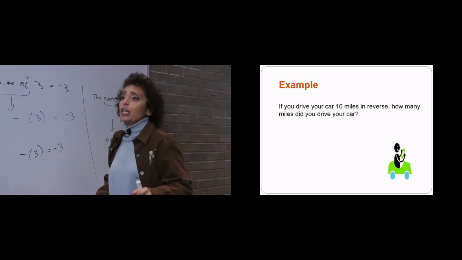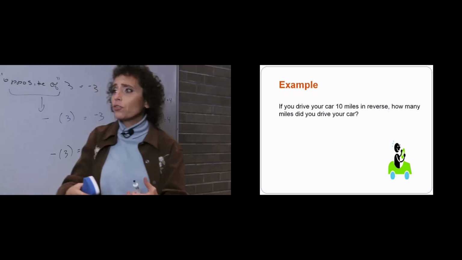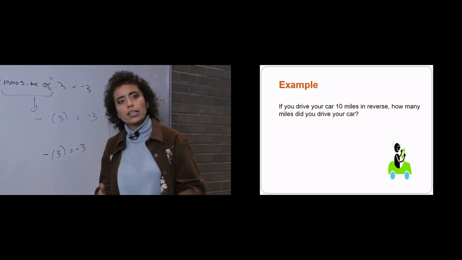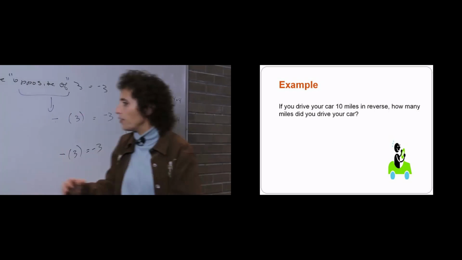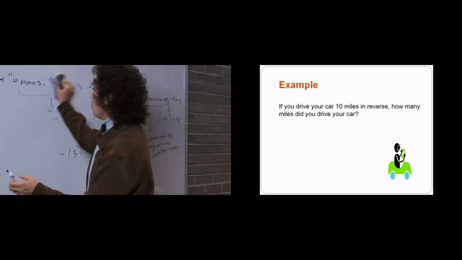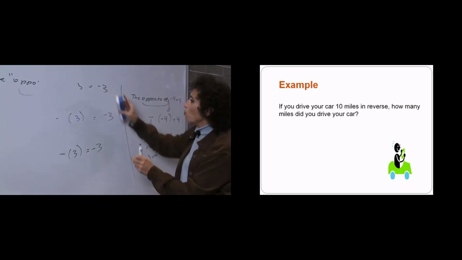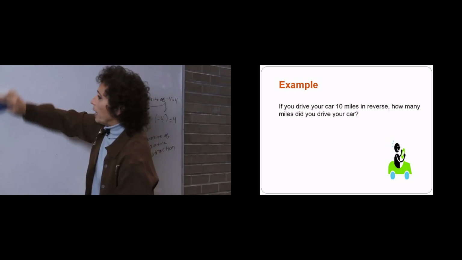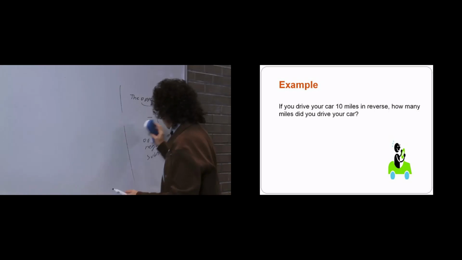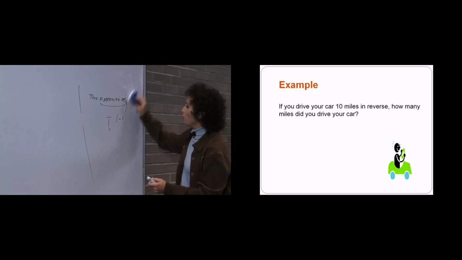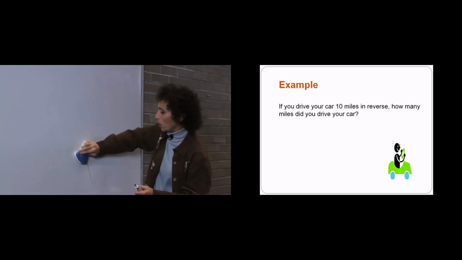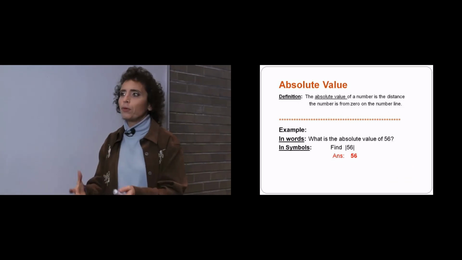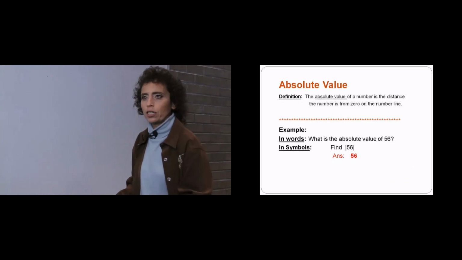But anyway, here's the question for you. If you drive your car 10 miles in reverse, how many miles did you drive your car? Well, did it matter if you drove in reverse or not? It doesn't matter. You still drove 10 miles. There is an actual math concept that does not care about left or right. It just really cares about the number of units you go or how far you go, and that is called absolute value. The absolute value of a number is the distance that number is from 0 on a number line.